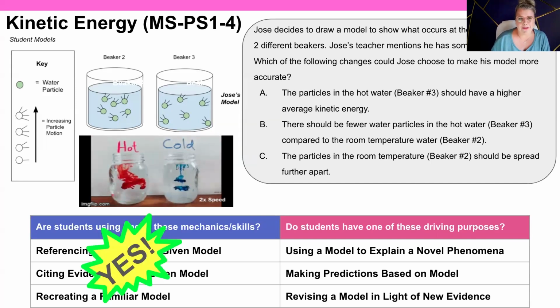We have to look at Jose's model in order to answer the question on how to make Jose's model more accurate. So we need to be interacting with this. We need to decipher this. We need to read this, look at the key. So right away, we're using our skills of how to interpret and use models. But now the important part is, do we have that driving purpose? Now, novel phenomena depends on if you did this activity or not, but we are revising a model in light of new evidence. So based on what Jose has, students have to show their thinking and say, how could Jose have done something different? What do I know about particle motion that is not currently being represented?